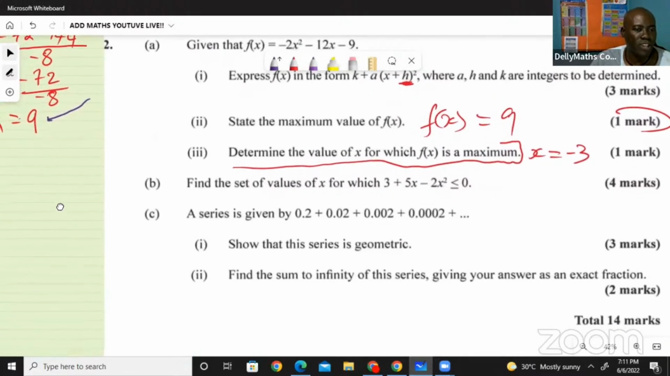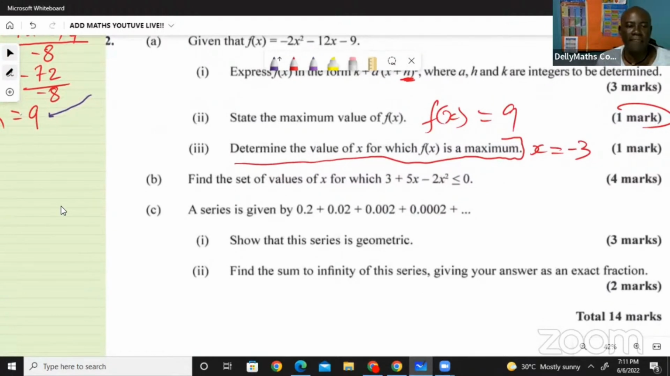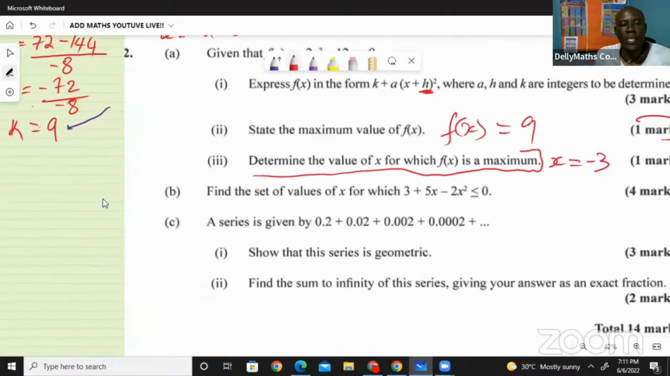Find the set of values of x for which 3 plus 5x minus 2x squared is less than or equal to 0. Whenever we get these inequalities with a quadratic, or what we call quadratic inequalities, what we're going to do is try to find the critical values. When we say critical values, I'm referring to you trying to solve it ordinarily. So when you try to solve it ordinarily, you would have gotten your x equals something. In this context, we don't have an equal sign, but the approach is the same.